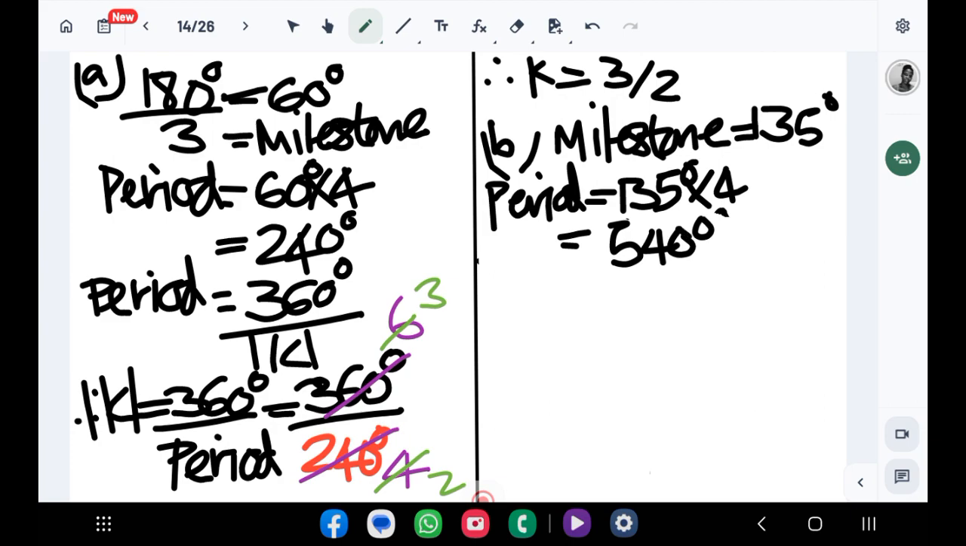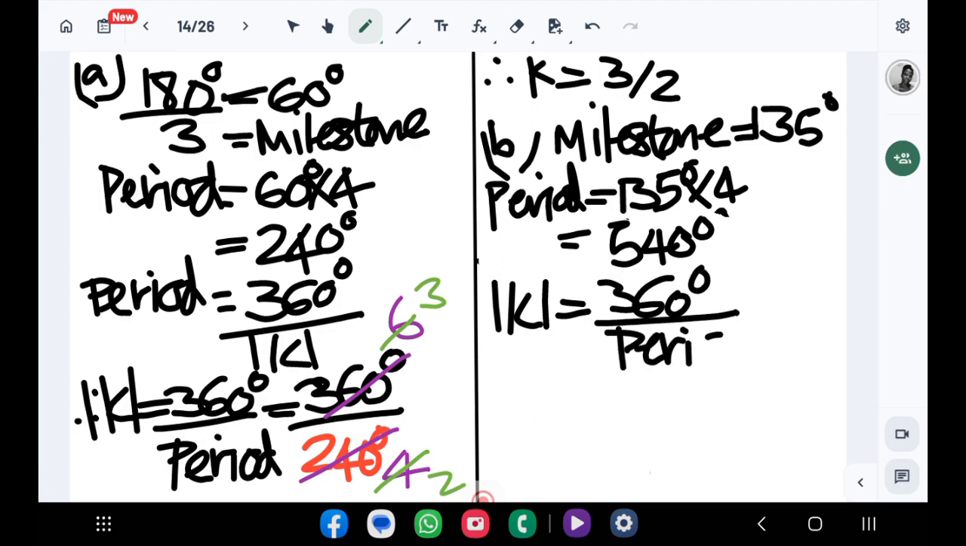All right, so now to find k, we know that the absolute value of k is equal to 360 degrees divided by the period. And we know that the period here is equal to 360 divided by 540. Okay, let's see.